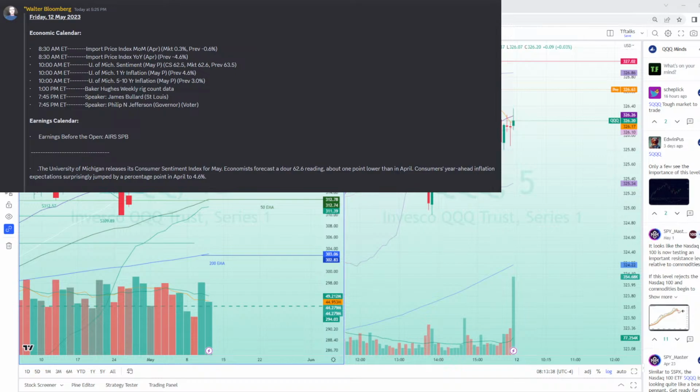We have the import price index, and I don't think this will be the important one, but there was one at 10 a.m. It's the Michigan sentiment, like consumer sentiment. So this one, it's half hour after the market open, and normally, from previous experience, at 10 o'clock the market will go kind of volatile during that period when the data comes out. So we'll see what's going on here.